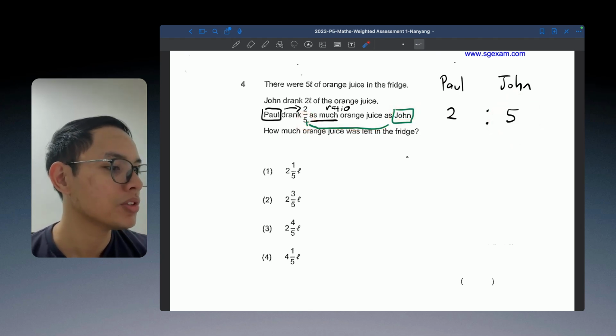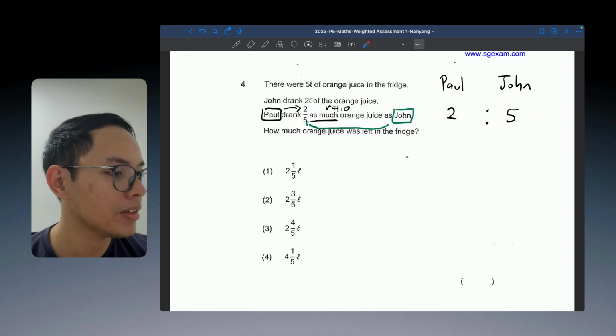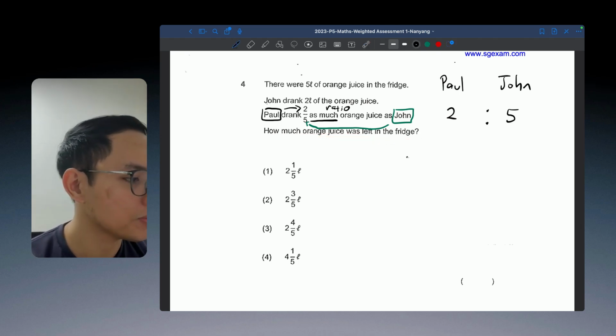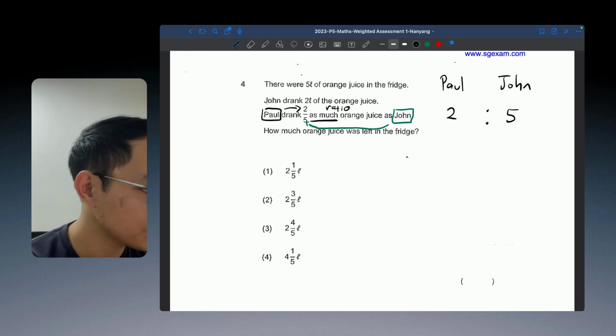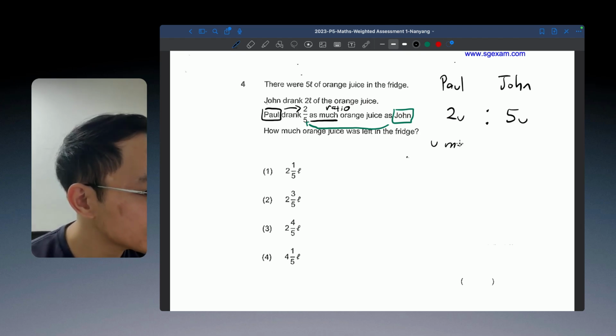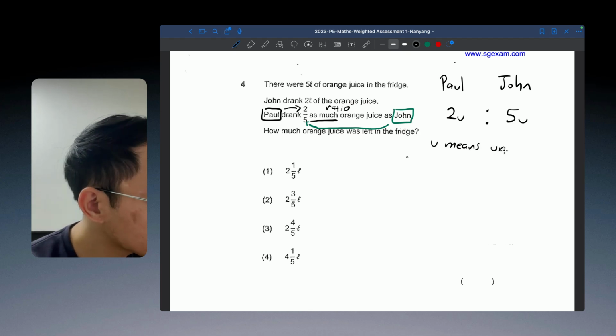All right. So how much orange juice was left in the fridge? Okay, how much orange juice was left in the fridge? If I were to write this down, John drank 2 liters of orange juice. So that means this is 5 units, this is 2 units, U means units, right?